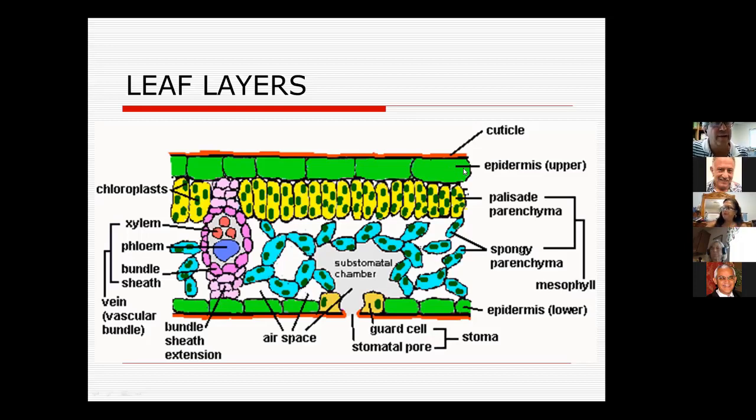Then you have the epidermis, which is this upper layer of cells. Again, that's the skin layer of cells. And there's also one at the bottom. So you'll see the upper epidermis and the lower epidermis here.